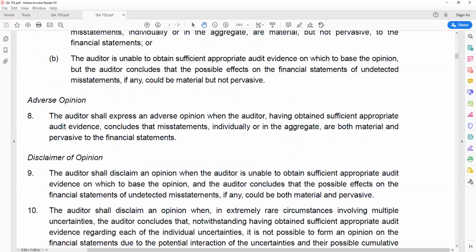Don't forget, when it comes to the adverse opinion, there is no scope limitation. The auditor has obtained all the audit evidence that he wanted. However, we do have misstatement because of disagreement of matter, and those misstatements, whether actual or potential, are both material and pervasive. Clear? Any questions?